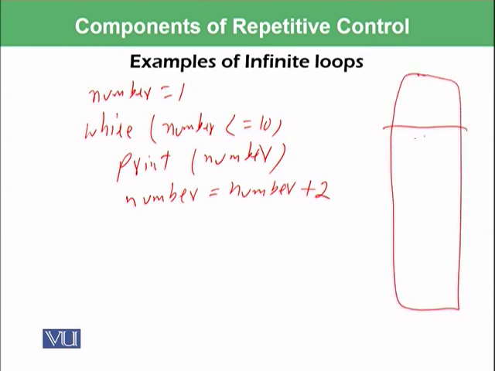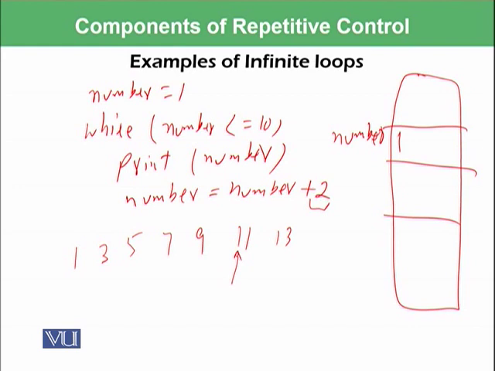We have RAM, and here is a location called number, and this number initially has the value of 1, and that is going to be incremented by 2. So next time it will become 3, then 5, 7, 9, 11, 13, and so on. When it becomes 11, 11 is greater than 10, so the condition will be false and this loop will be terminated.